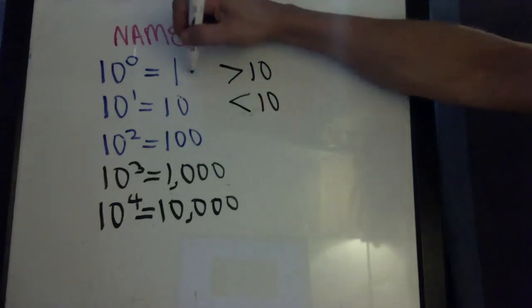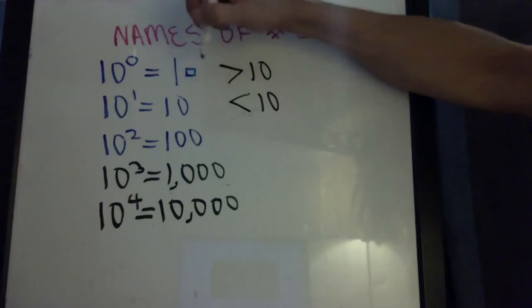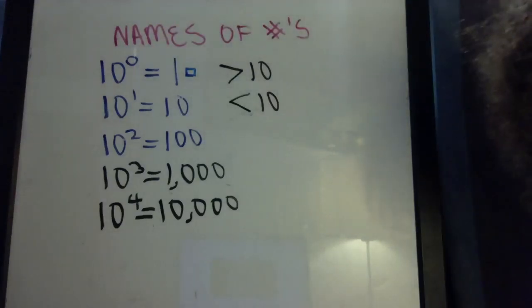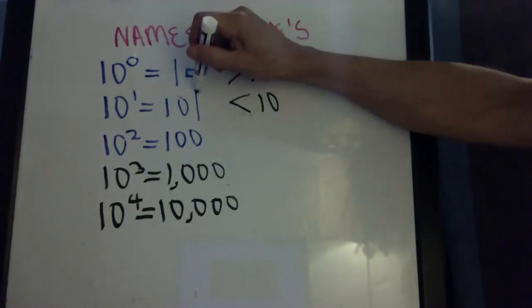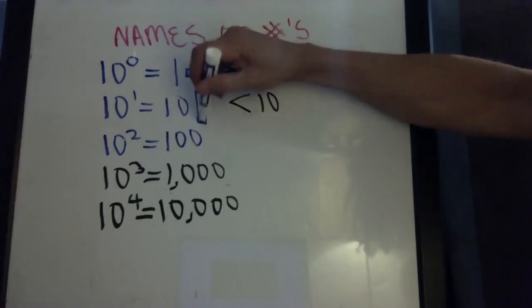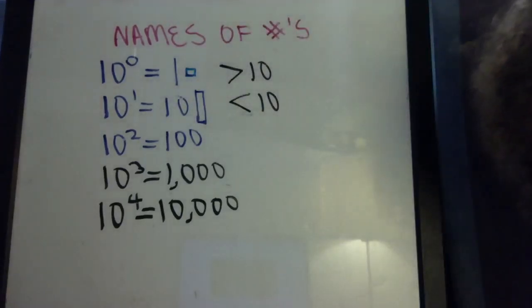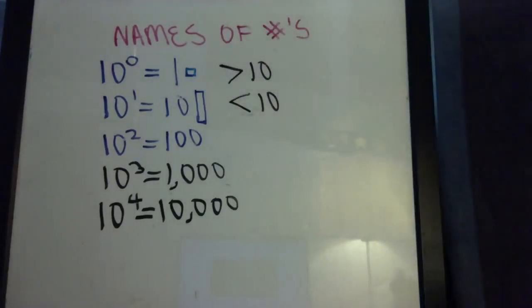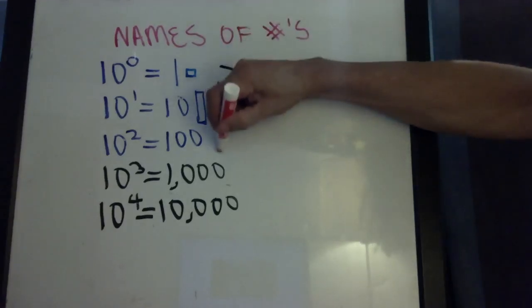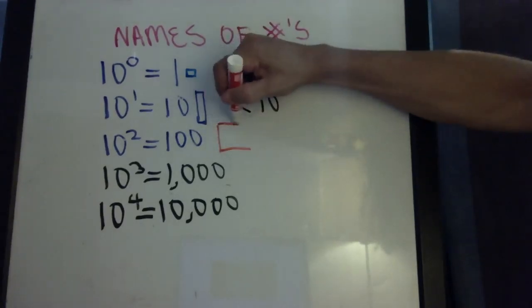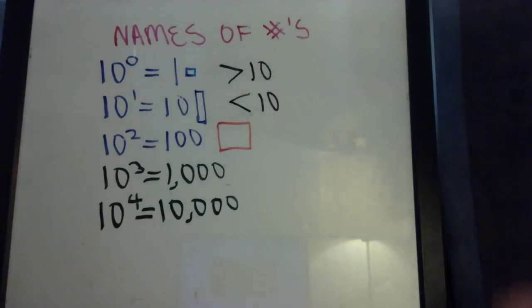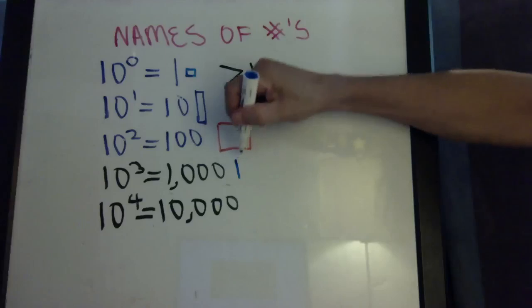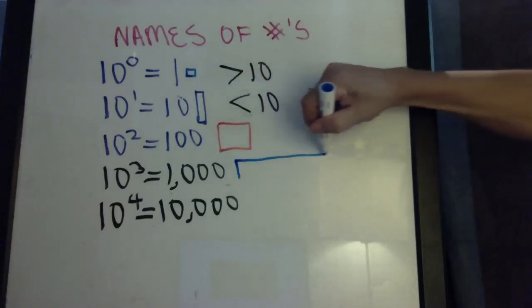So may I draw a picture? Here's my picture of a 10. And the ones that always run out, here's my drawing of 100. Here's my drawing of 1,000.